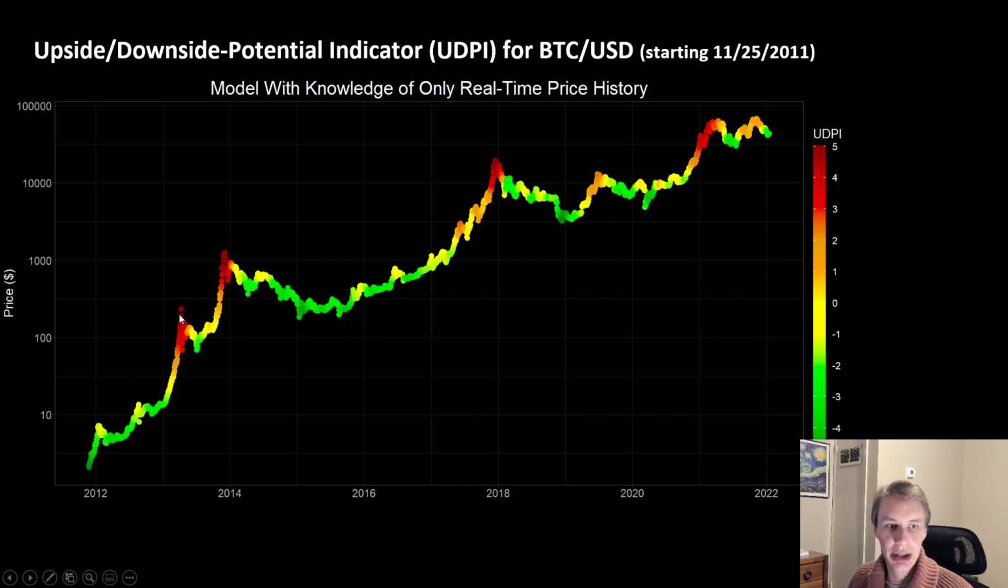It calls the 2013 mid-cycle top, calls this local bottom, calls this top again, calls the bottom of the bear market, calls the top in 2017, calls the bottom of the bear market in late 2018, calls the spring of 2021 as being a really high risk zone, summer being a good accumulation time, and we're back in the green again. And this is the literal values it would have been putting out in real time.